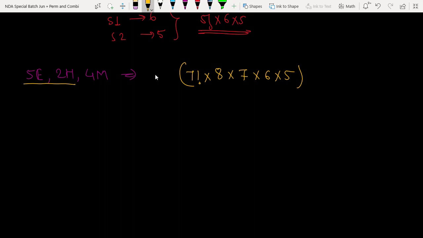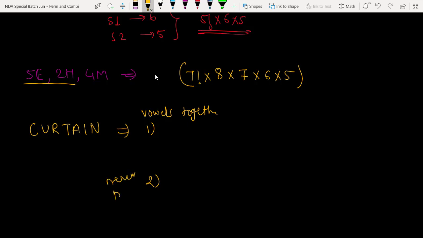Are you getting the point? Yes, sir. Let's have one more question. Curtain, C-U-R-T-A-I-N. We will solve 2 questions here: vowels together, and vowels never together. Both questions we will solve.